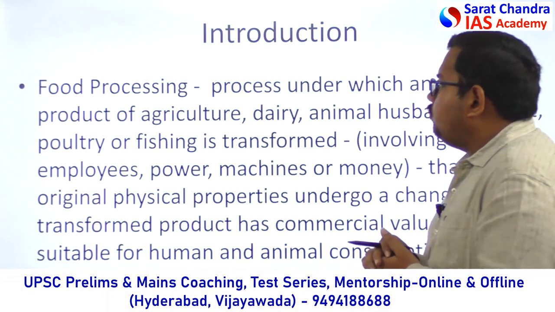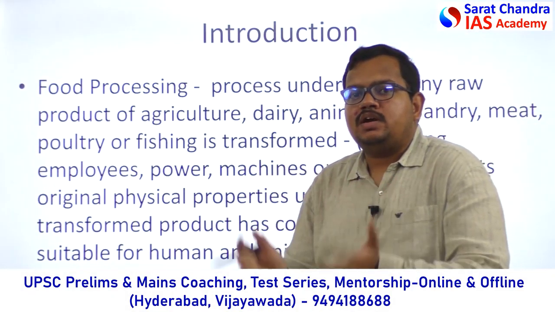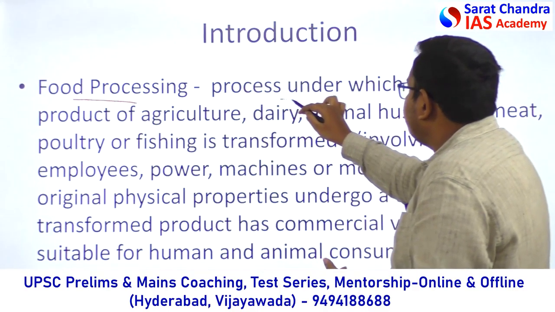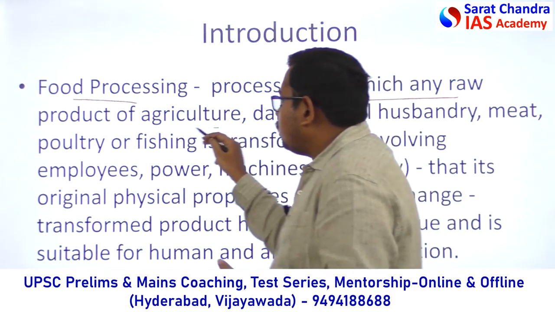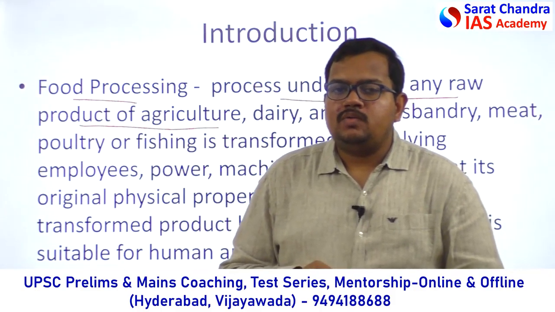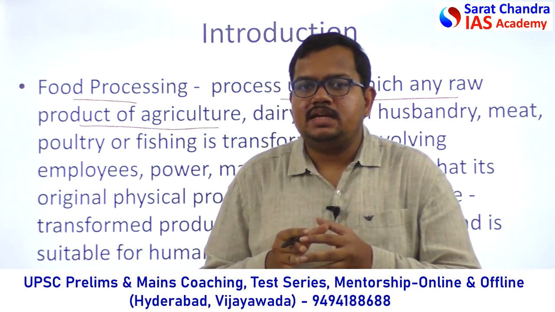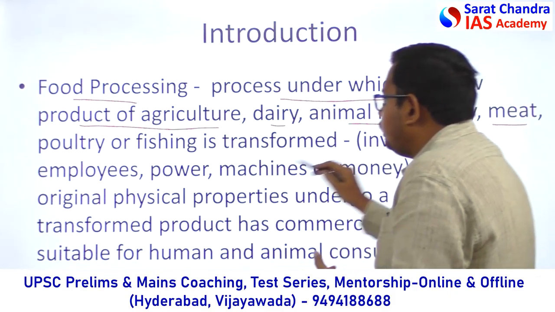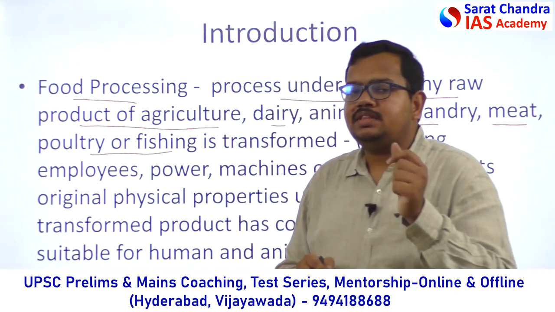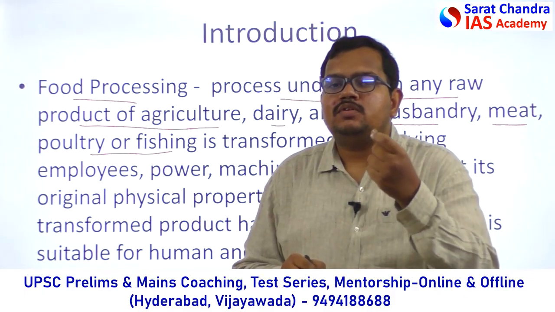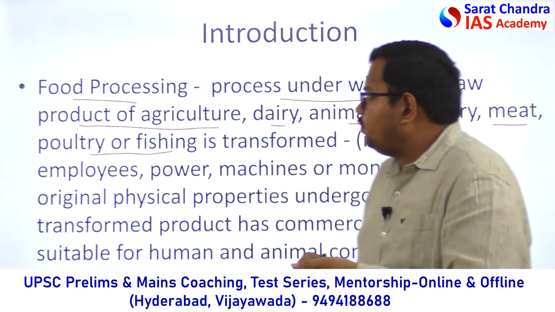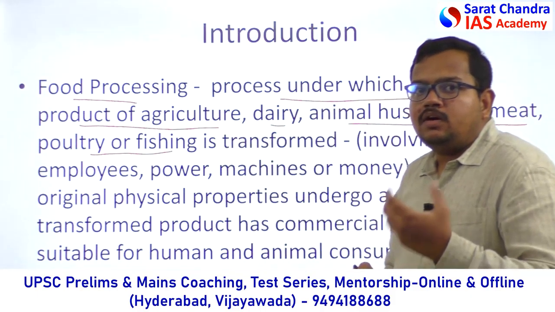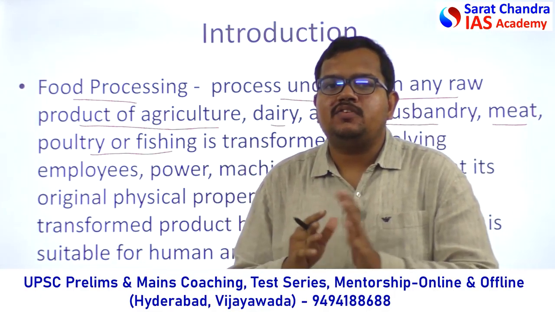In the introduction you can explain what is food processing. So food processing is a process under which any raw product of agriculture, or dairy or animal husbandry, meat, poultry or fishing, is transformed. Generally, we think that food processing is just related to food grains. No. Along with food grains, even dairy products, animal husbandry, meat, poultry or fishing, all of them come under the category of food processing.